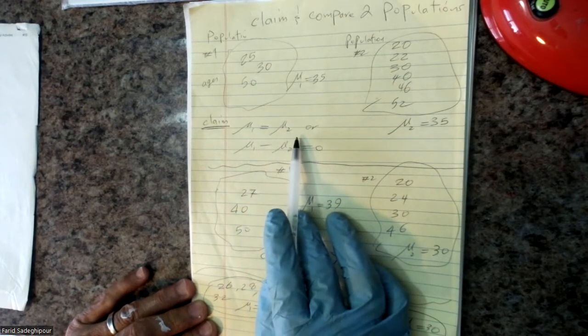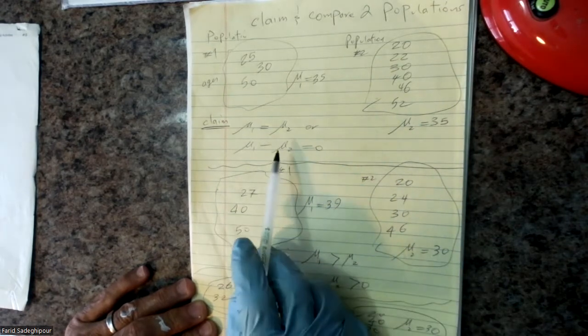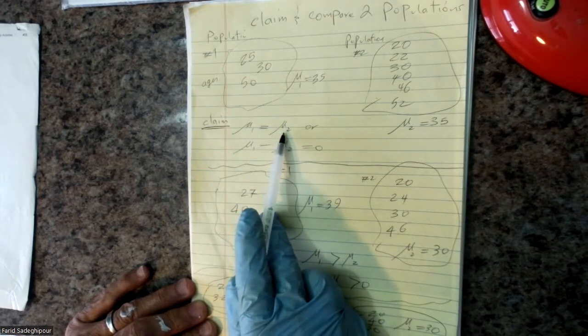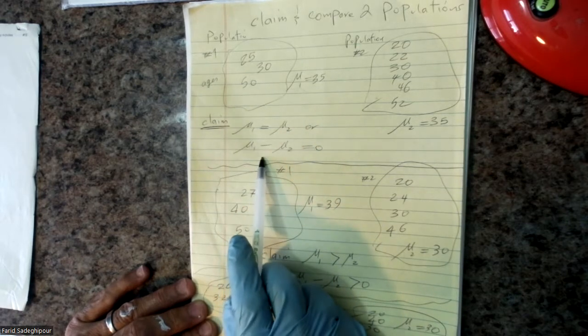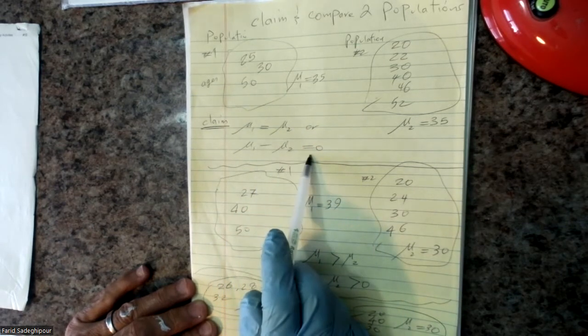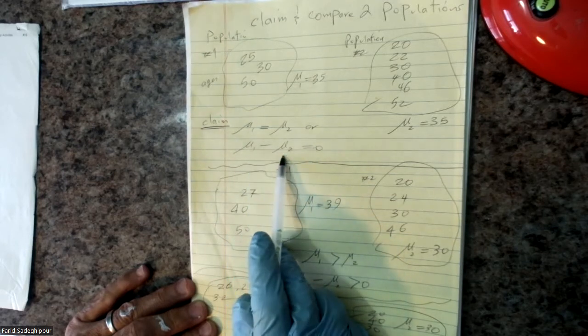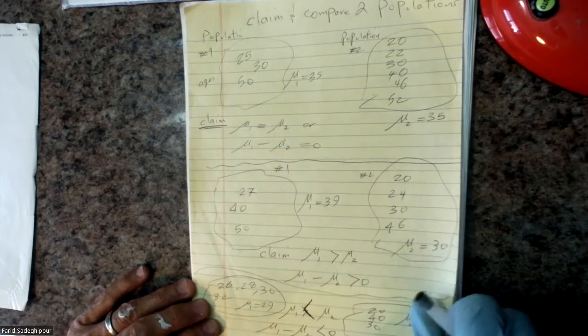Since we always discuss the null hypothesis as equal, not equal, greater, or less, when mean 1 is equal to mean 2, if I move mean 2 to the other side, then mean 1 minus mean 2 equals 0. So what's the opposite of that? Mean 1 minus mean 2 is not equal to 0, or mean 1 is not equal to mean 2.